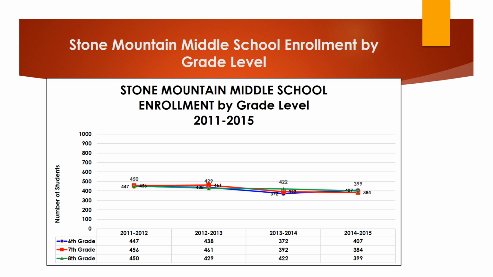This is another view of the trend in enrollment at Stone Mountain Middle School by grade level. As I previously stated, enrollment has declined. The highest number of students enrolled was in the 2011-2012 school year, where there were 1,353 students enrolled. In the 2012-2013 school year, there were 1,328. The numbers continued to decline, and our lowest number was in the 2013-14 school year, in which we had 1,186 students enrolled. And during the 2014-15 school year, there were 1,189 students enrolled. The difference in enrollment from 2011 to 2014 was a 12% decrease.